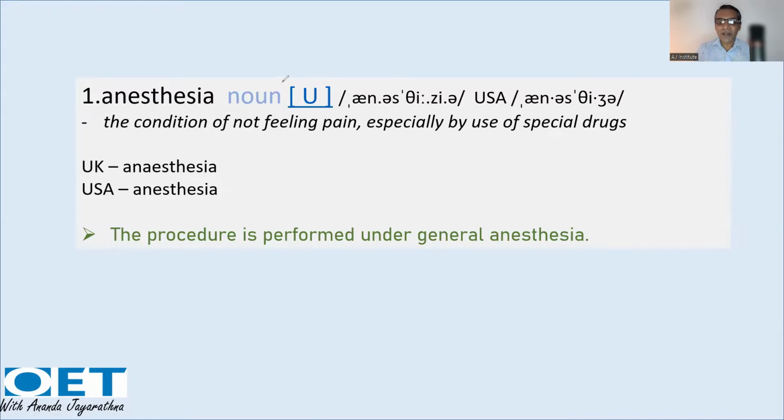So how do you pronounce this one? This one has to be pronounced anesthesia. The syllable has to be stressed. But in American English, this word is pronounced differently. But here we mainly focus on British pronunciation. So we can pronounce the word as anesthesia. Anesthesia means the condition of not feeling pain, especially by use of special drugs.